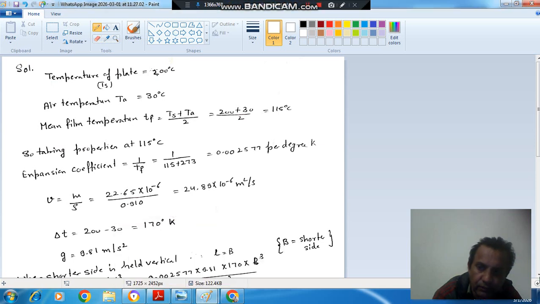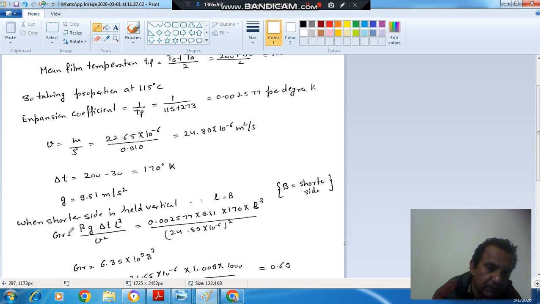In the correlation there is the Grashof number. The Grashof number is beta g delta T L cubed by nu squared. So beta here is 1 by Tm, that is 1 by the film temperature in Kelvin, which is 115 plus 273, so it will be 0.002577 per Kelvin. And here the kinematic viscosity is the dynamic viscosity by density, which we have noted. So the kinematic viscosity will be 24.89 × 10^-6 meter squared per second. The temperature difference is 200 minus 30, that is 170 degrees Celsius or Kelvin. g is 9.81 meter per second squared.